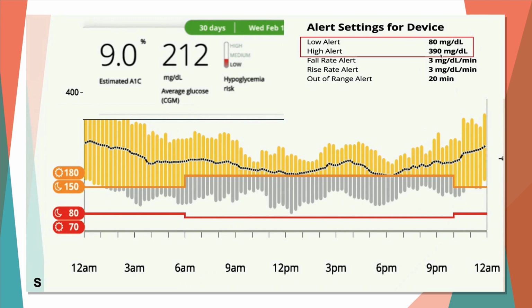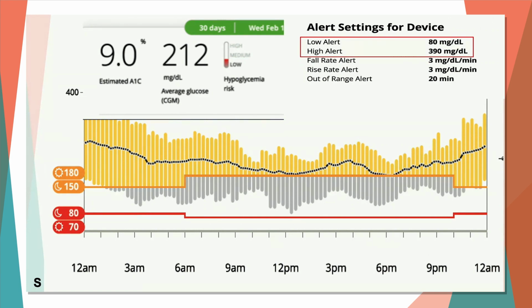The high alert is at 390, which is useless, basically. It might as well be turned off. So there's no wonder this person's just running high and happy to be in the 200s. This would be a time to start backing off on that alert. You can actually use it for something. Yeah, you defeat the purpose of wearing a CGM when you don't have your high set correctly.